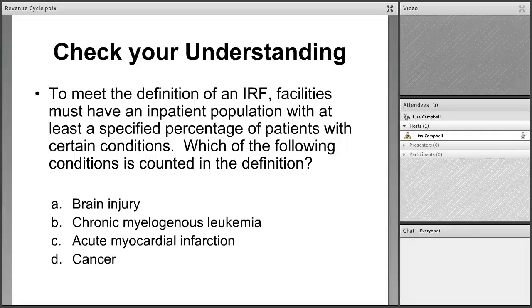Next question. To meet the definition of an intermediate rehab facility, facilities must have an inpatient population with at least a specified percentage of patients with certain conditions. Which of the following conditions is counted in this definition? Is it A, brain injury, B, chronic myelogenous leukemia, C, acute myocardial infarction, or D, cancer? So for an intermediate rehab facility, the answer would be A, brain injury.